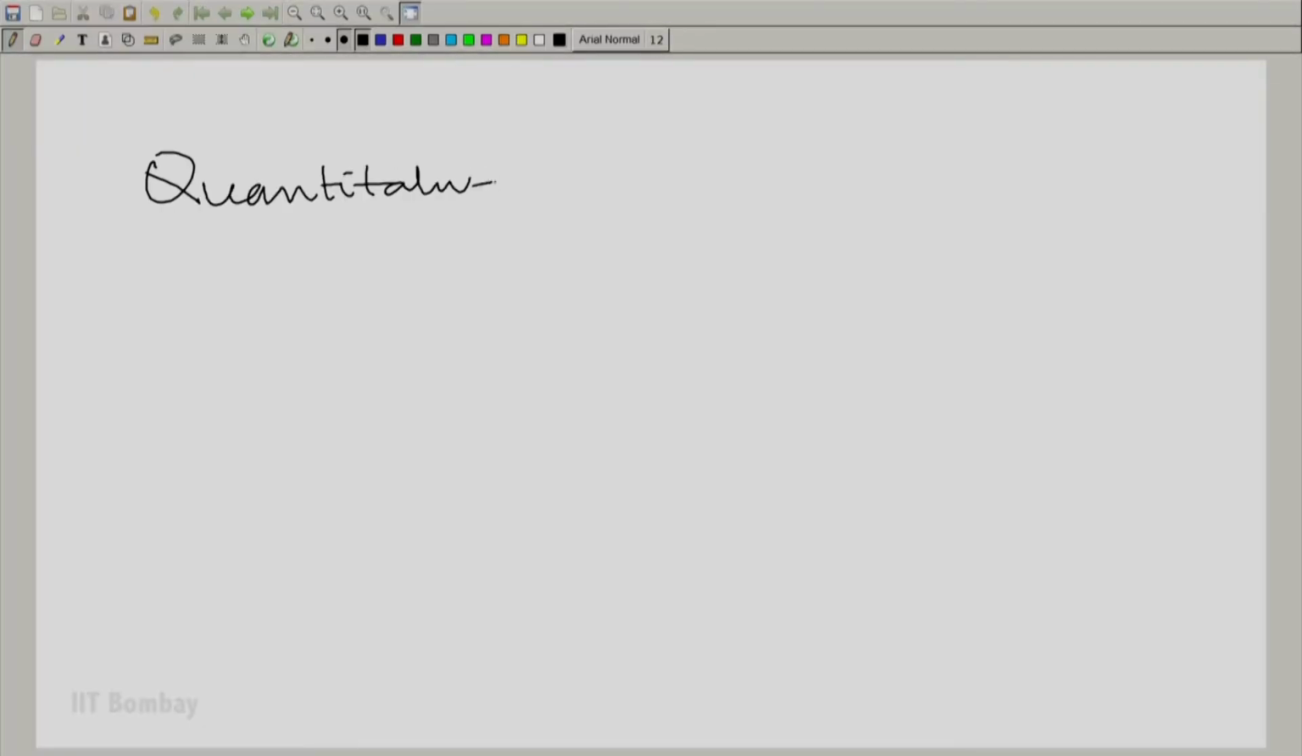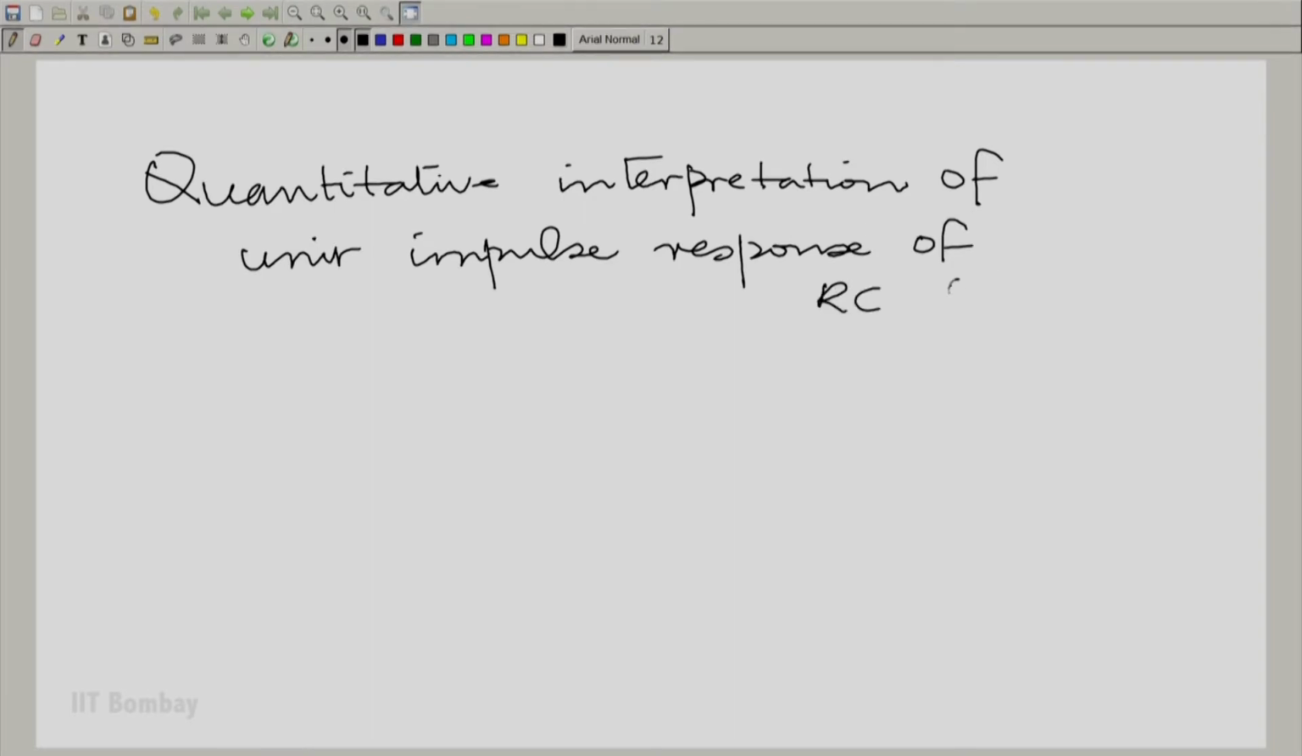You can clearly appreciate that very often it is very difficult to understand what it means to apply a unit impulse to a system. Of course, one can give it interpretations. Let us give it that interpretation. I had hinted at the interpretation in some qualitative discussion towards the end of the previous session, but now let us complete it by giving it a quantitative interpretation. Quantitative interpretation of unit impulse response of the RC circuit.